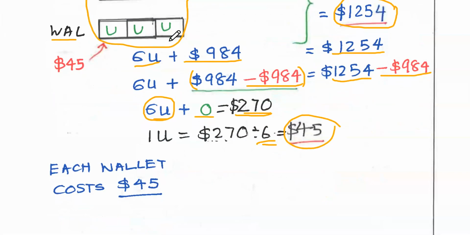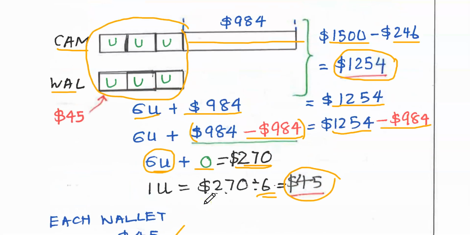Now the question may ask you for the cost of 1 wallet. Remember, it is possible that the question may ask you for the cost of the camera. What is the cost of the camera? Yes, 3U plus $984.